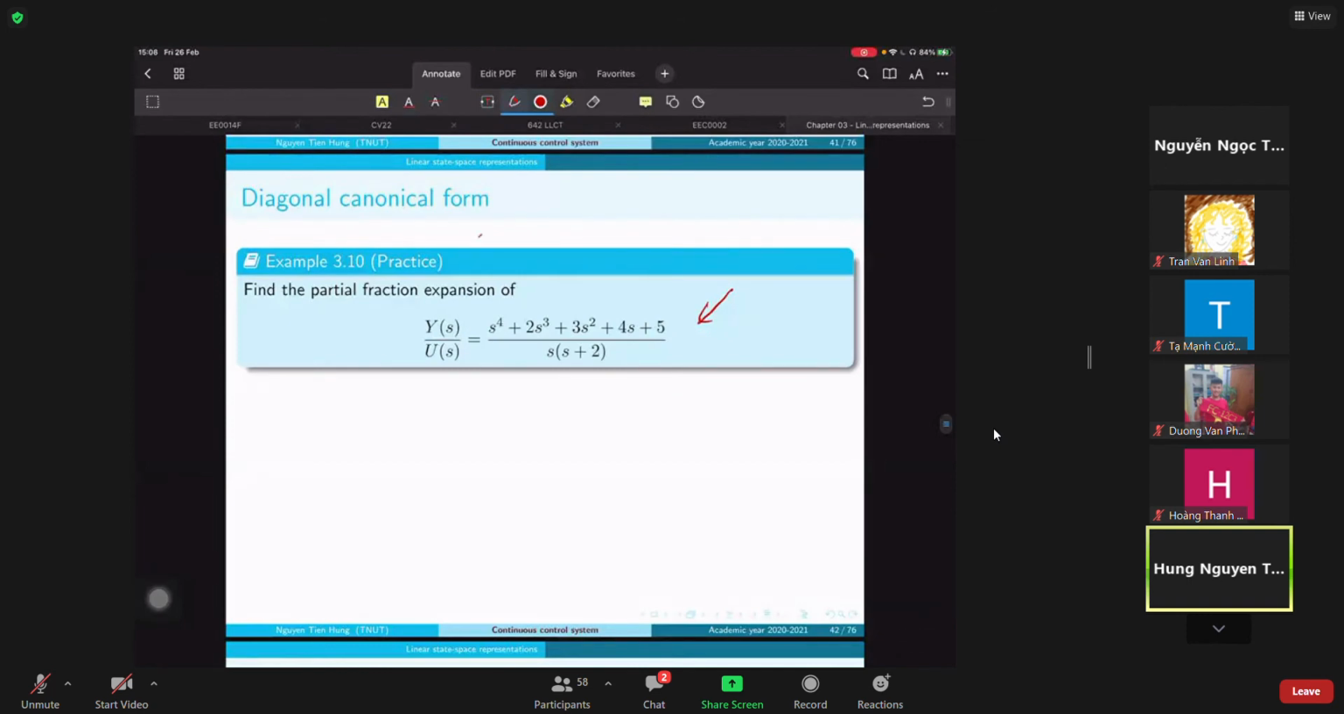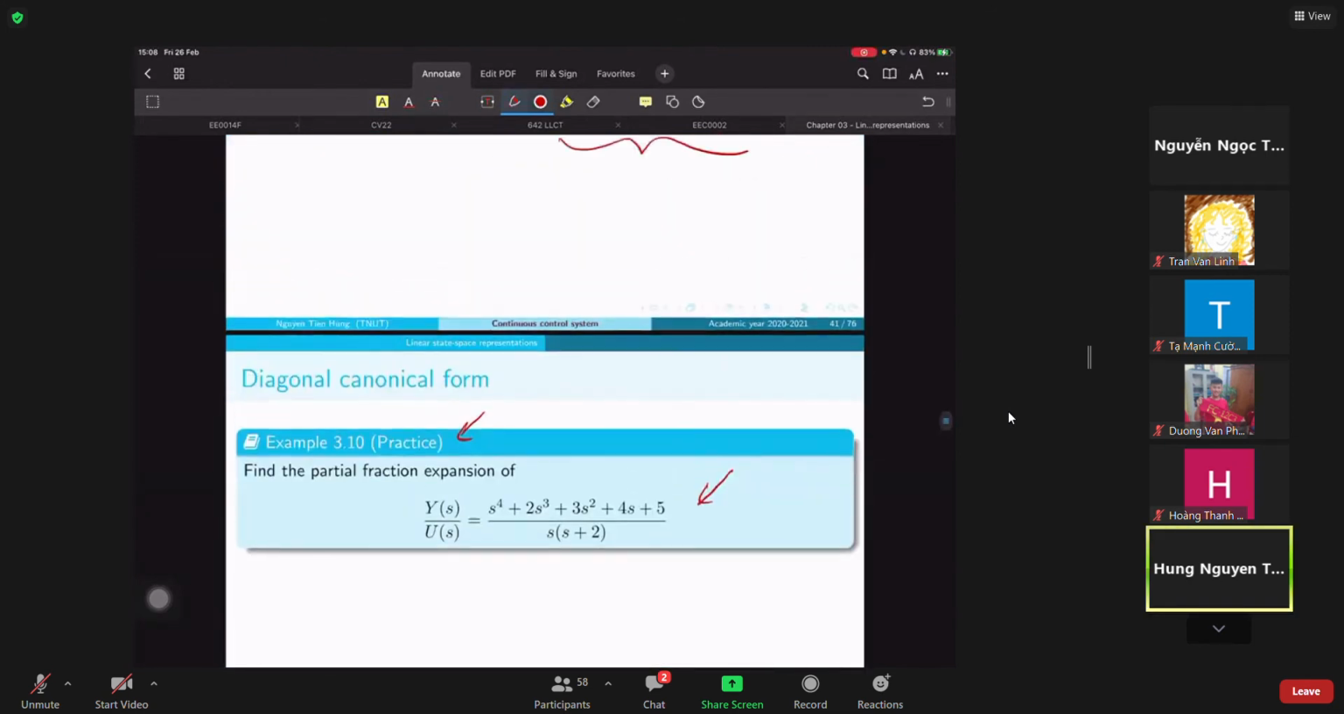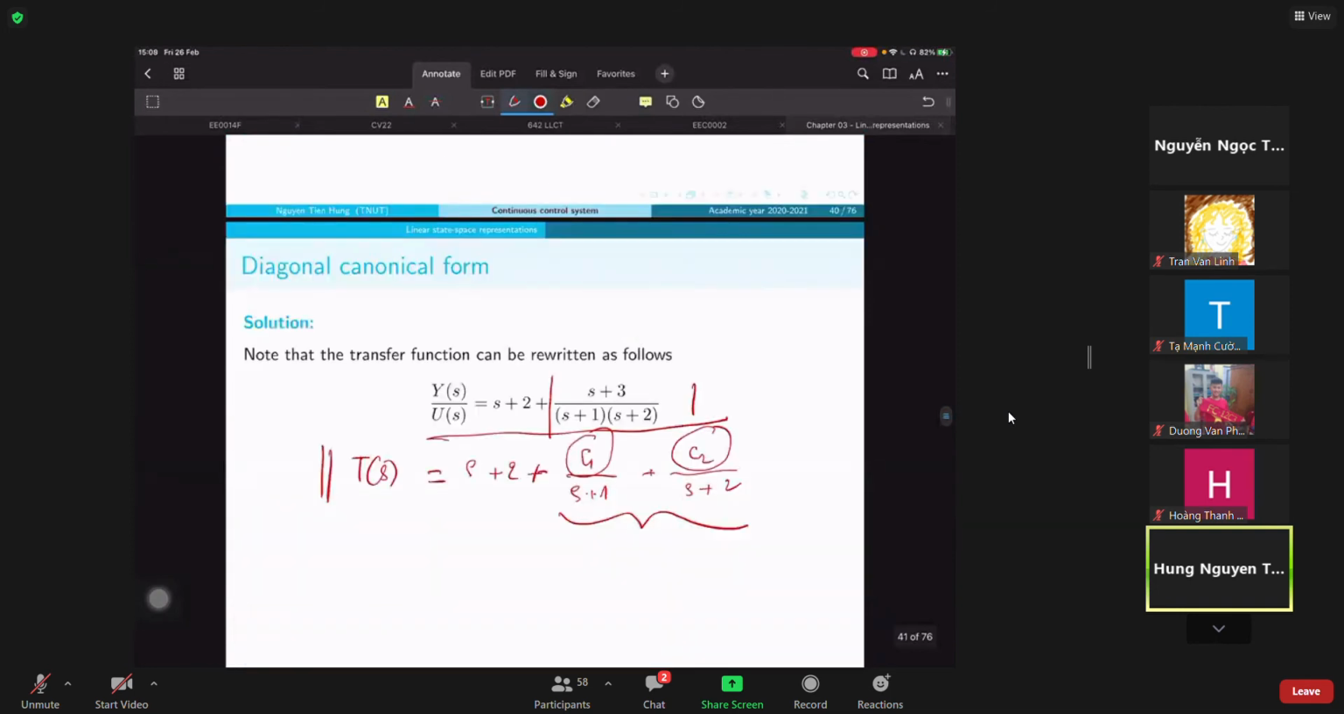So this example, you have to practice this. Okay, now try yourself first. Sir, if after we divide it, the order of the numerator is the same as the denominator, so what next? We divide again? No, because you can see this is the remaining part. When we make a division, then this is the remaining part.